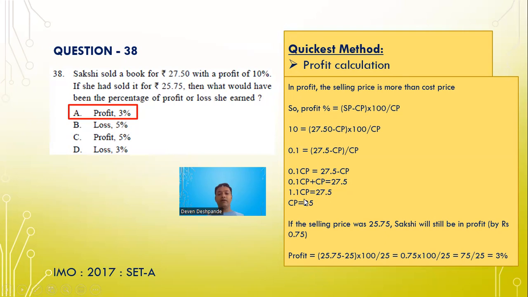Cost price is 25. So if the selling price was 25.75, which is higher than the cost price, Sakshi is still in profit. Profit by 0.75 rupees, isn't it? Because 25.75 minus 25 is 0.75 rupees. So the profit percentage is 25.75 minus cost price, which is 25, into 100 upon 25. 0.75 into 100 is 75 upon 25, which is 3%. So the profit is 3%.